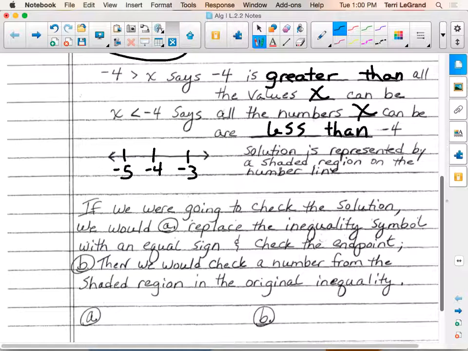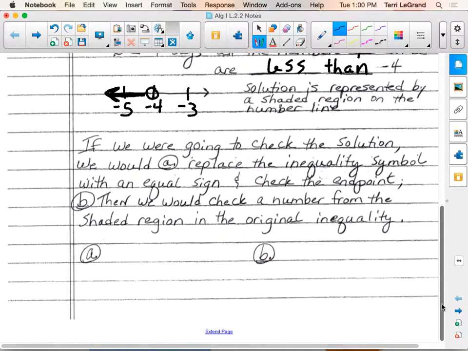So would we have an open or closed circle at -4? Open. And then we decided that -5 satisfies it no matter which way it's written, right? So would we shade this way? Yeah. -3, would it satisfy it? Is -3 less than -4? No. Is -4 greater than -3? No. So either way we read it, it doesn't make sense. Okay? It doesn't satisfy it.